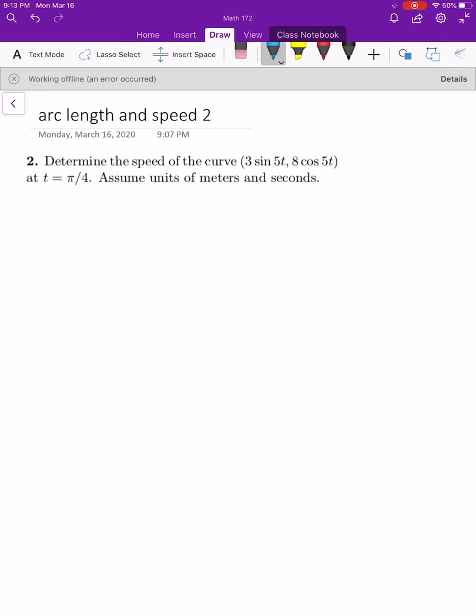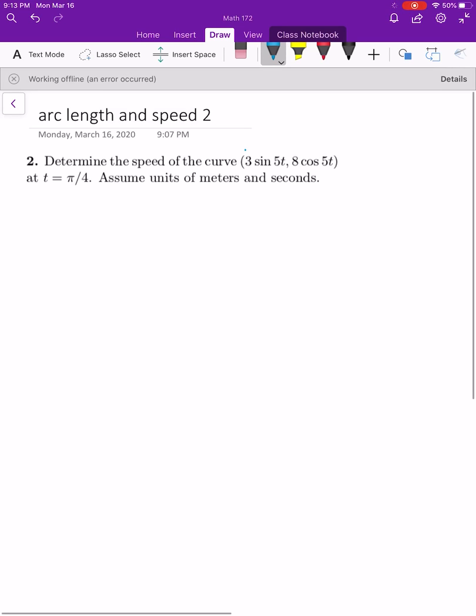The difficulty in computing arc length has everything to do with evaluating the integral, in particular getting the antiderivative. Speed calculations, on the other hand, are straightforward. Here we want the speed of the curve 3 sine 5t, 8 cosine 5t at time pi over 4.